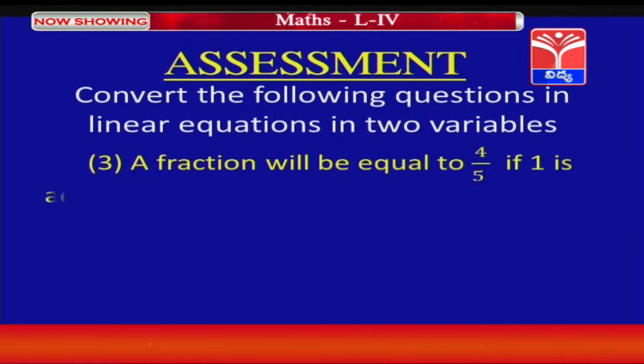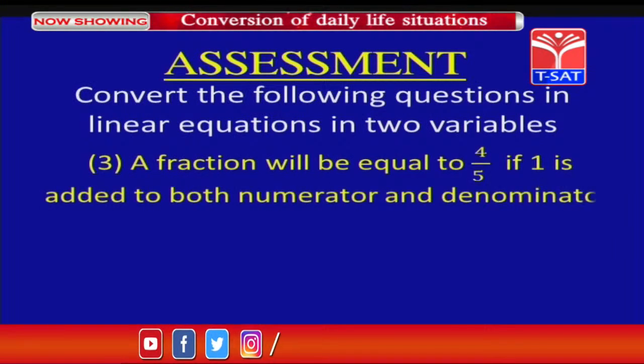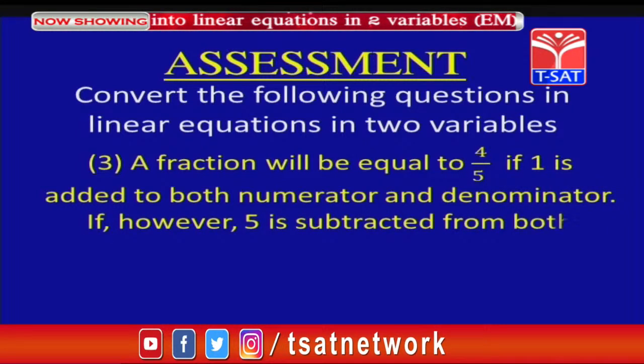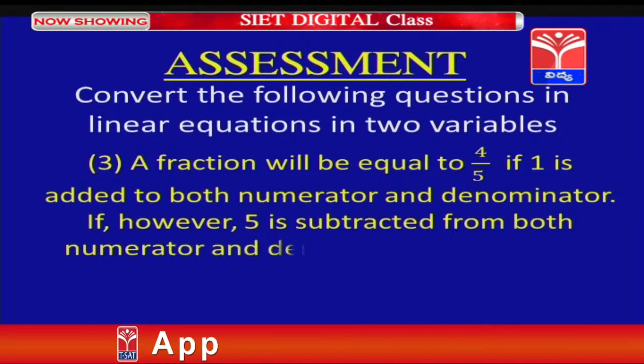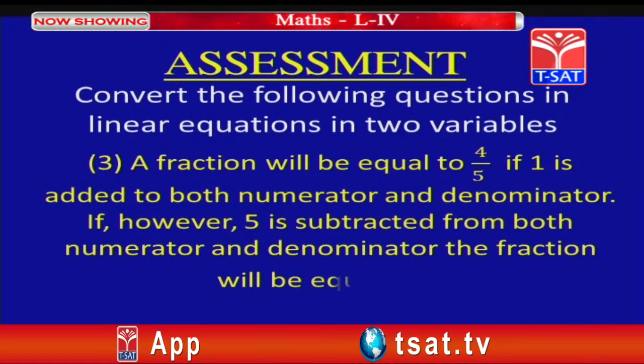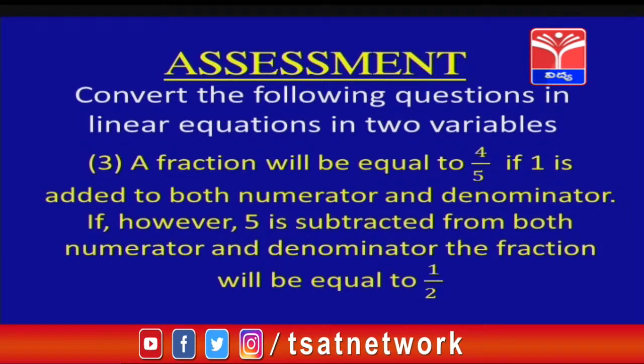Third question: a fraction will be equal to 4 by 5 if 1 is added to both the numerator and denominator. If however 5 is subtracted from both the numerator and denominator, the fraction will be equal to 1 by 2. So, for this question also you have to make two linear equations in two variables.